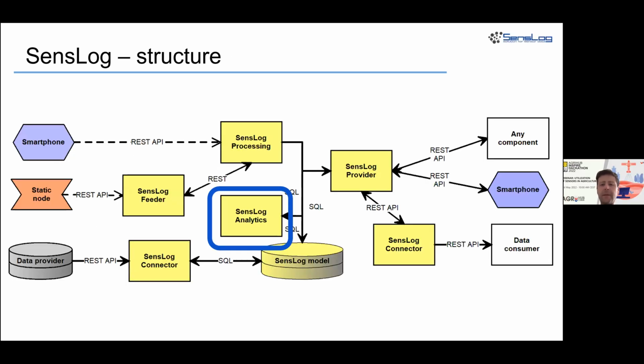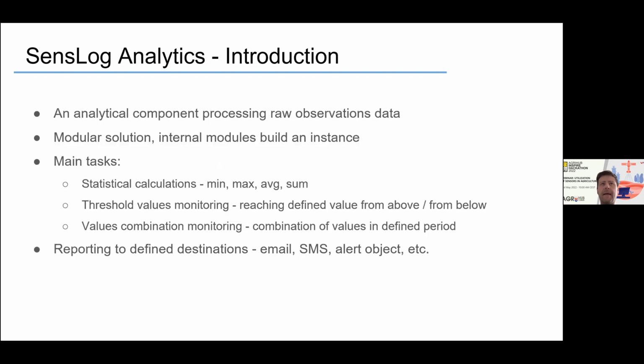Back to architecture. In the middle, there is a component SensLog Analytics. So it's a new component we are developing. This component is responsible for analysis or some analytical processing of the raw observations we are receiving. Again, it's a modular solution, so we are able to deploy just part of this application. Mainly tasks are focused on statistical calculations, just finding minimum, maximum, or averages, or monitoring some thresholds. So, for example, freezing period or freezing days, or some overheating in greenhouses and so on.